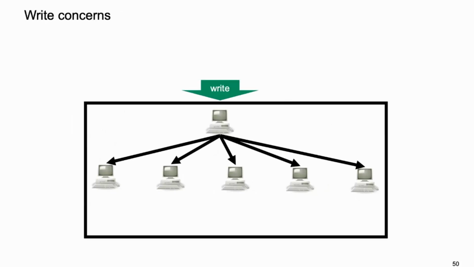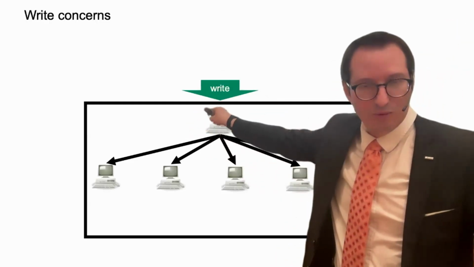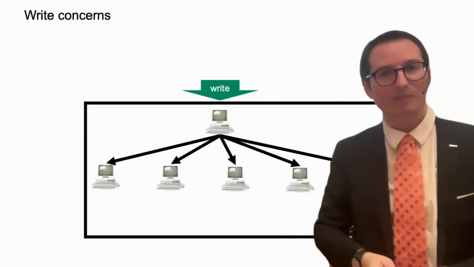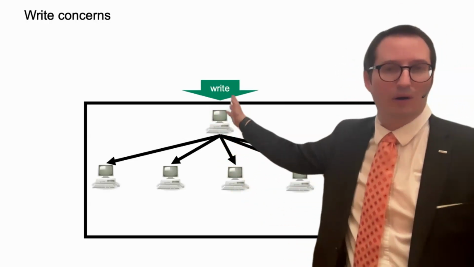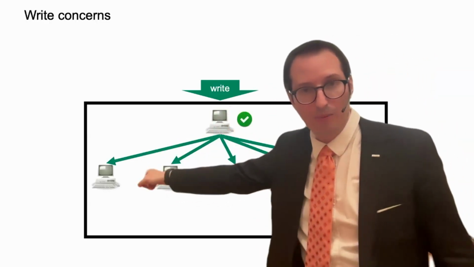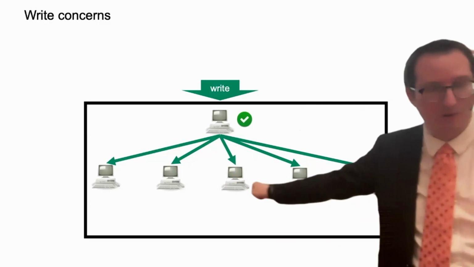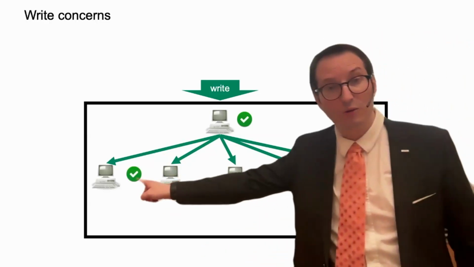Now, what happens when you write something? So first you go to the primary node of the shard that you want to write to. That's one of the replica sets. You connect to the primary node right here. What's going to happen is that that node will store the data, apply the update, and then propagate the update to the other machines, the secondary machines of the same replica set. And then they are going to acknowledge.